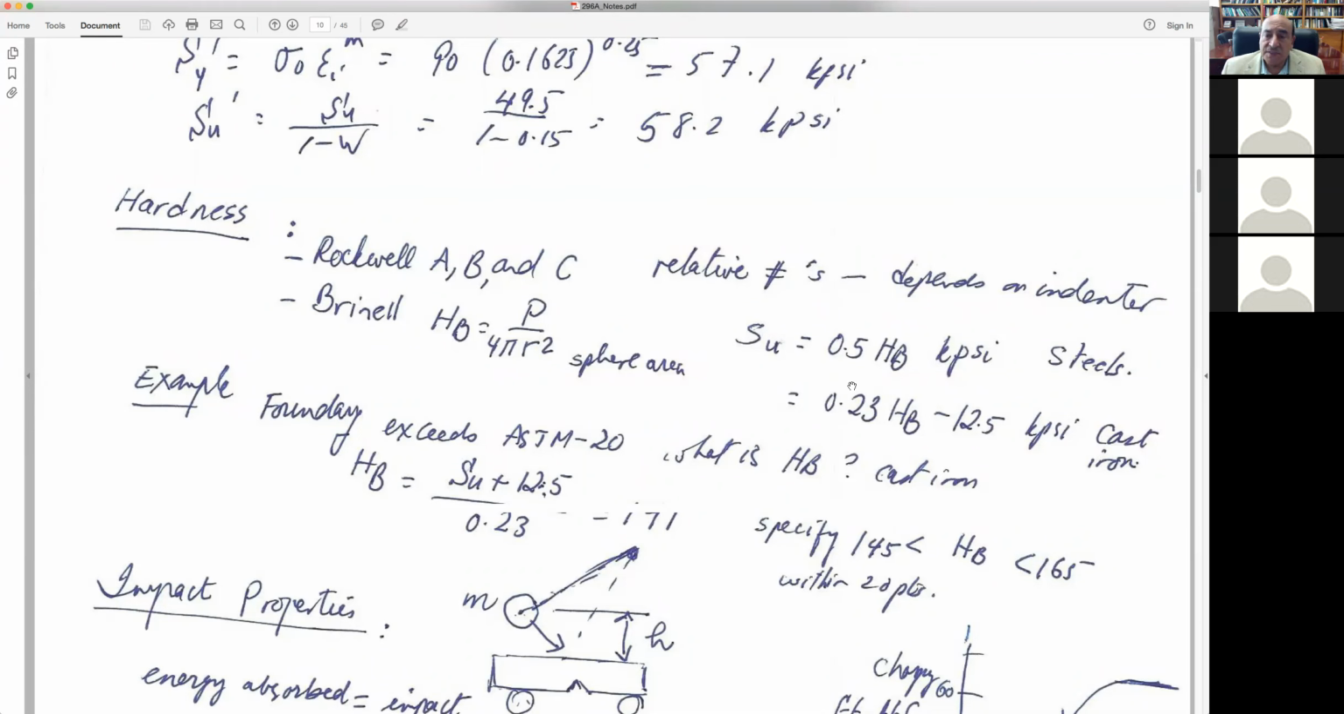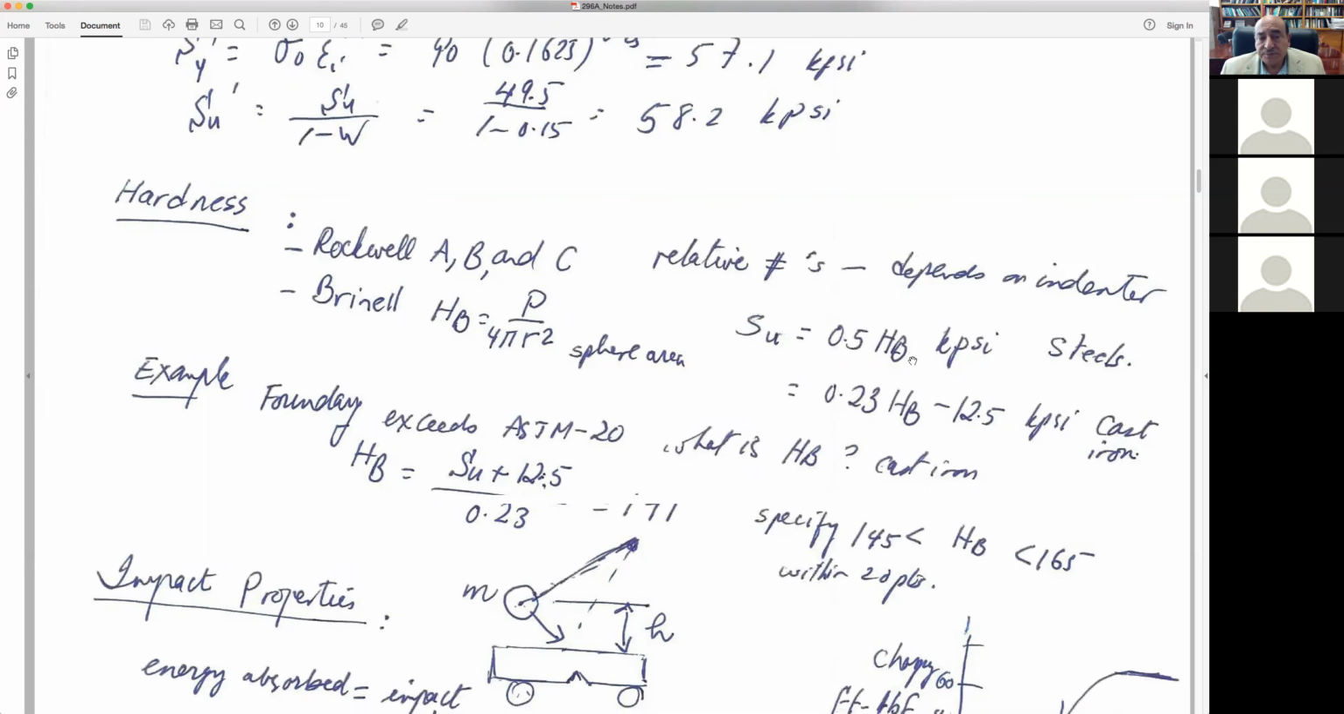So for example, for steels, it's 0.5 HB, where HB is the Brinell number in KSI. So it'd be very nice if you can just indent and get a number, like you have a dial, you just get a hardness number, and then you multiply it by 0.5, you get the strength of the material. That would be great instead of doing extensive testing.